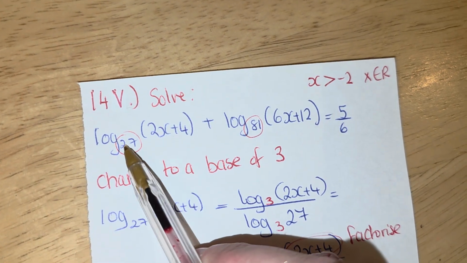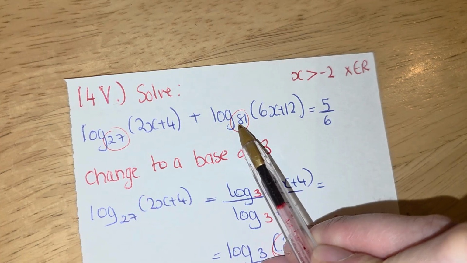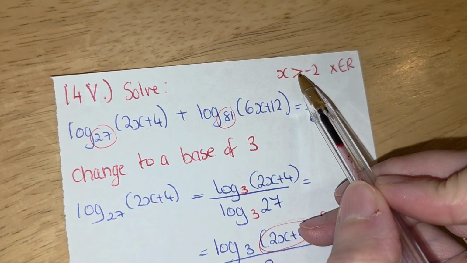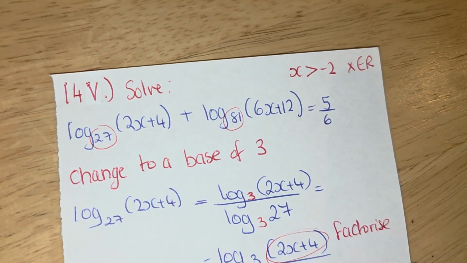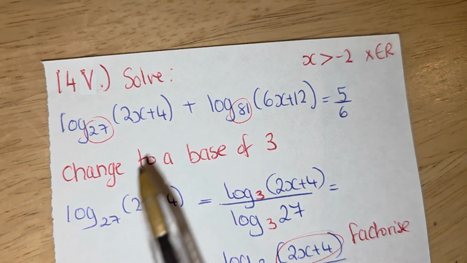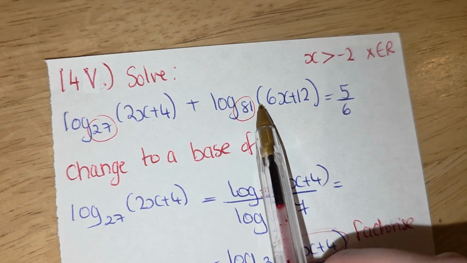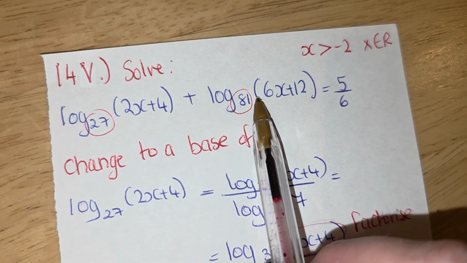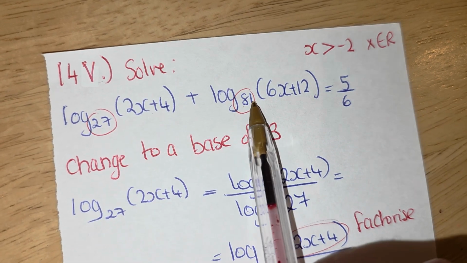The log of that bracket, base 27, plus the log of that bracket, base 81, equals 5/6. X has to be greater than -2, and it has to be a real number. Okay. You have a 27 and you have an 81. We need to bring them to the same base. Now, you could bring them both to a base of 27.